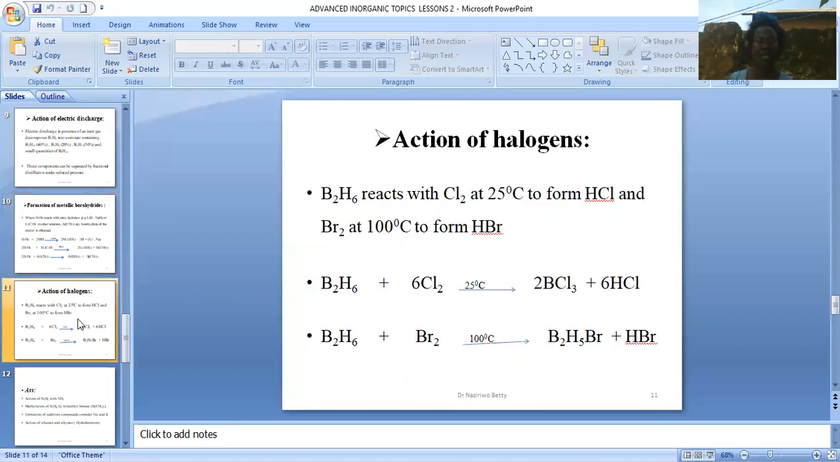Action with halogens. Diborane reacts with chlorine at 25 degrees Celsius to form hydrogen chloride, and with bromine at 100 degrees Celsius to produce hydrogen bromide. The illustrative equations are given below. With chlorine, we get hydrogen chloride. Then with bromine, we get hydrogen bromide.